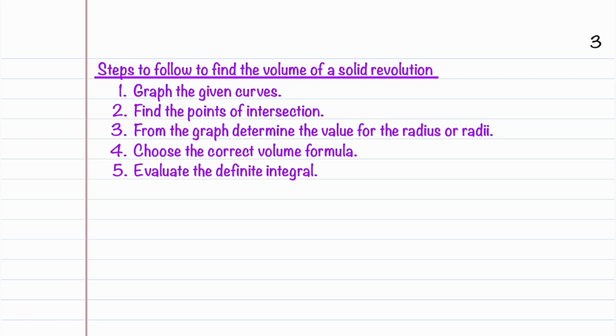Since finding solids of revolution is complicated, just to make things easier, I've written down 5 steps that you can follow. You're first going to graph the given curves and then find the points of intersection. In step 3, from the graph, you can determine the value for the radius, that's r, and then choose the correct volume formula. Then the last step is just to evaluate the definite integral. Let's now walk through 8 examples. I know that sounds like a lot, but each example is representative of one of each type of problem you might encounter.